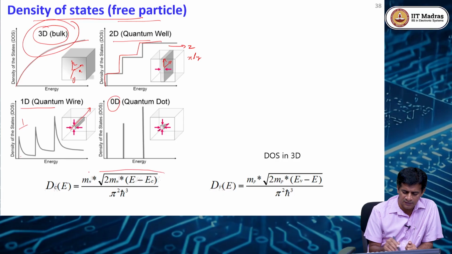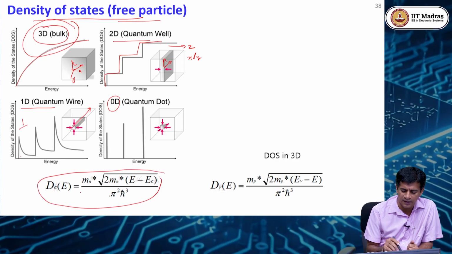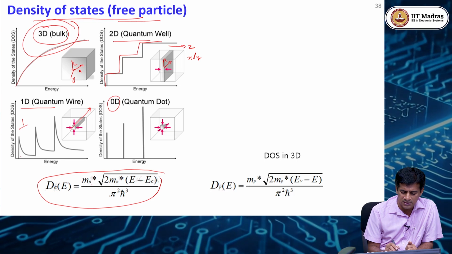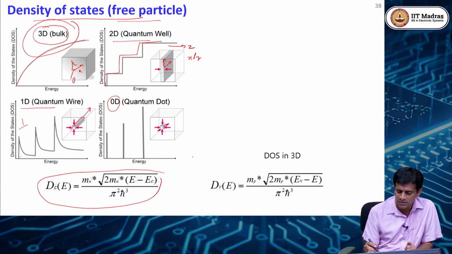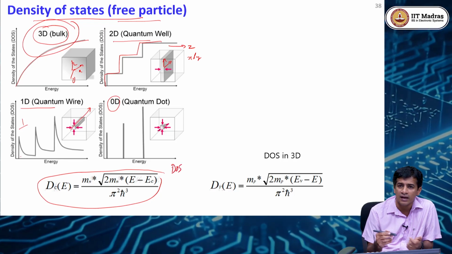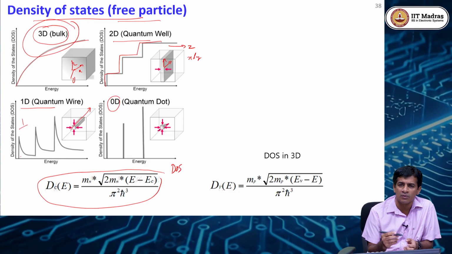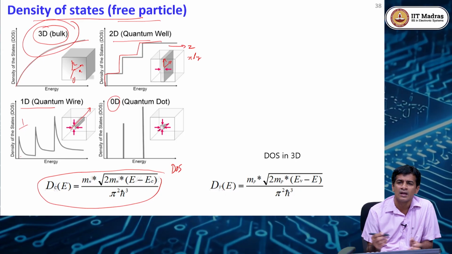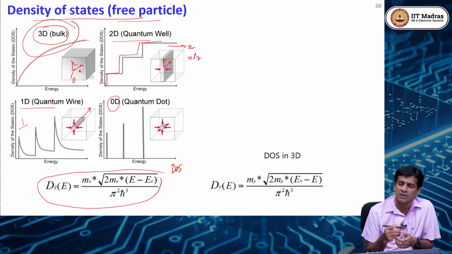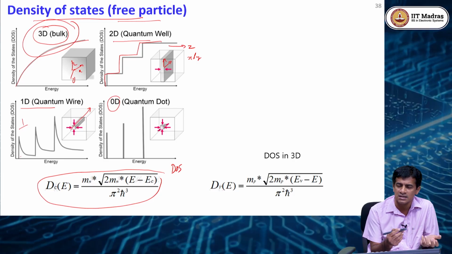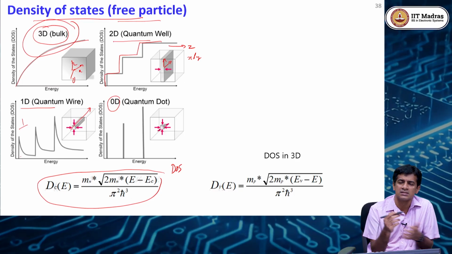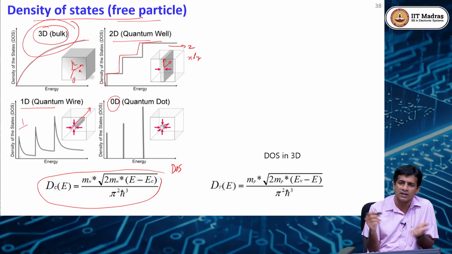So the expression for the density of states as a function of energy looks like this one. This is Mn star, which is actually the density of states effective mass. We saw the effective mass in the previous case. Effective mass is a kind of approximation, and there are different types: conductivity effective mass, density of states effective mass, and band structure effective mass. The band structure effective mass is nothing but the curvature; it is related to the curvature of the E-k diagram.